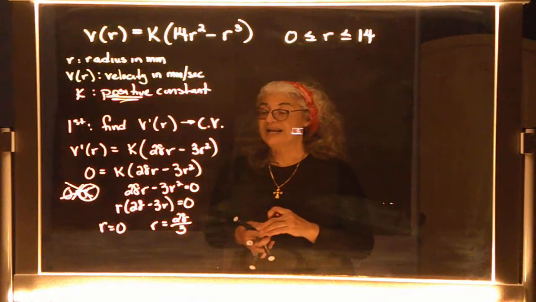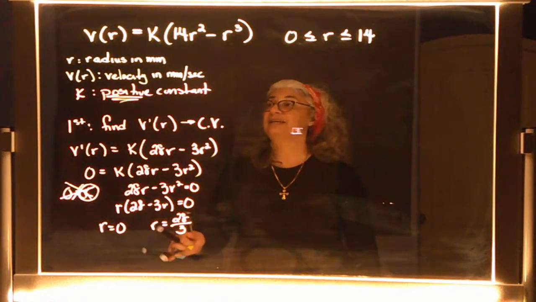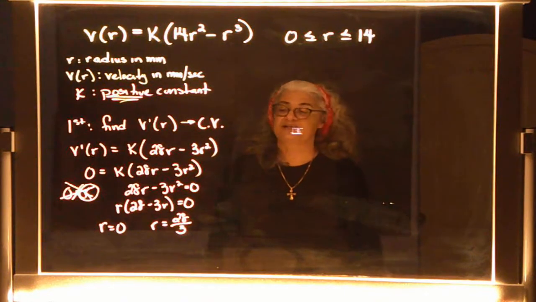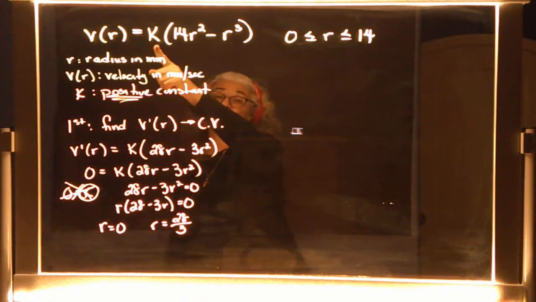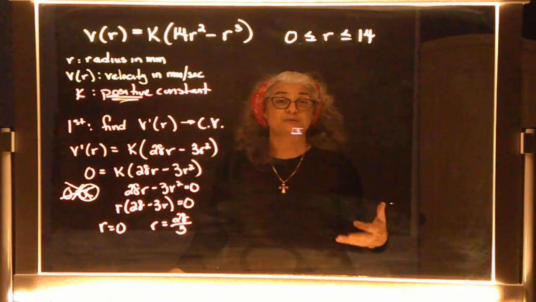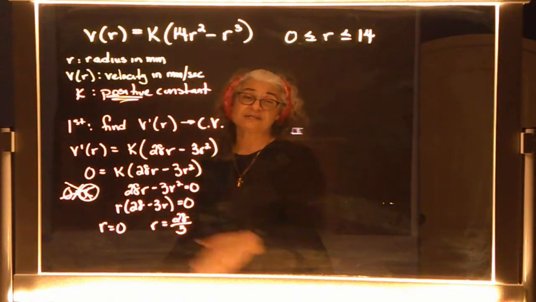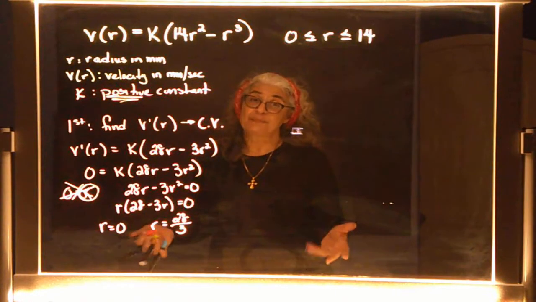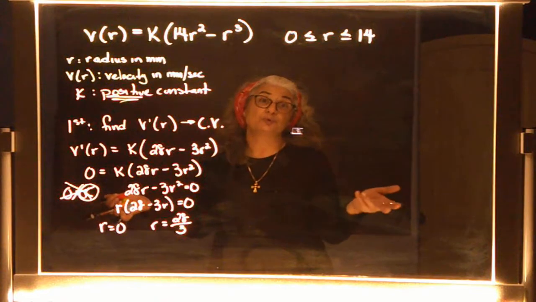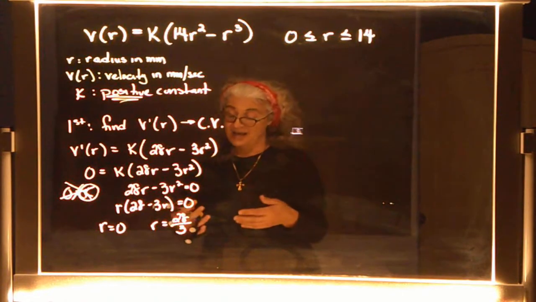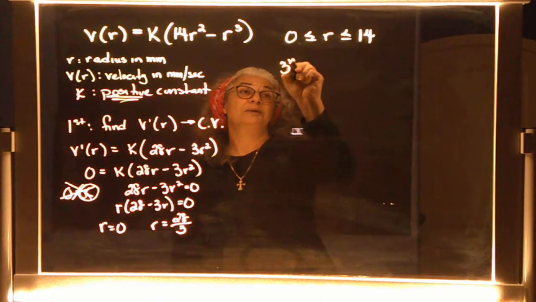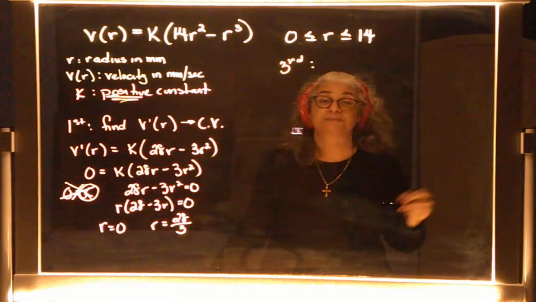Good. Now normally we would plug this back in and find the y's, correct? Or the v of r in this case. But because I don't know k, I can't find the y value that goes with each of these r's. So that's a step I'm going to end up skipping. I skipped step 2, where we find the y's, and I'm going to go straight to step 3, which is to find my relative extrema.